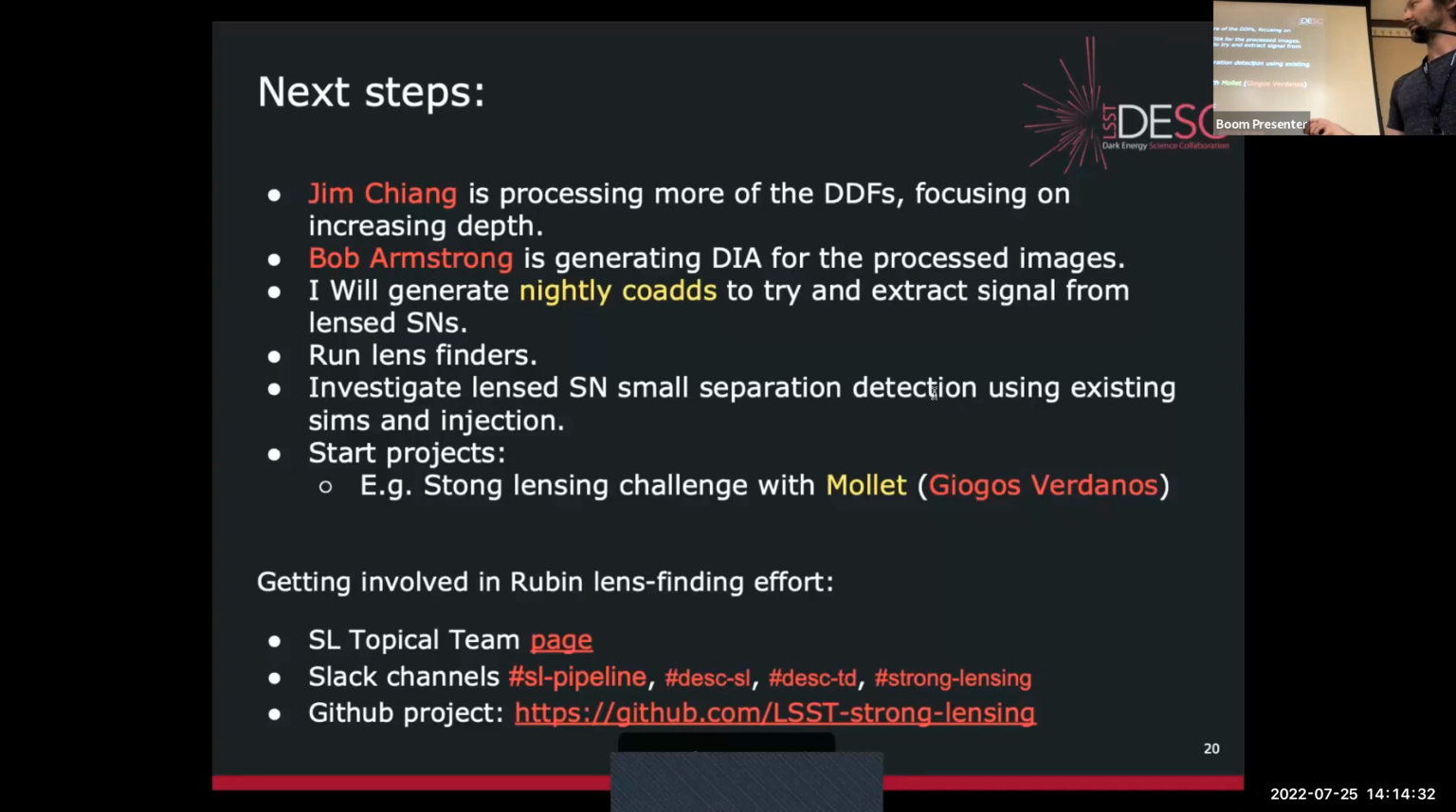There's an example of a project being mounted. So with Georgios Vernardos, we're actually trying to make mock images and see how we can work out injecting strong lenses that also have some measure of microlensing in them to improve the realism for lens edges. Here are a bunch of links where you can go and get involved and see what's going on in the strong lensing pipeline.